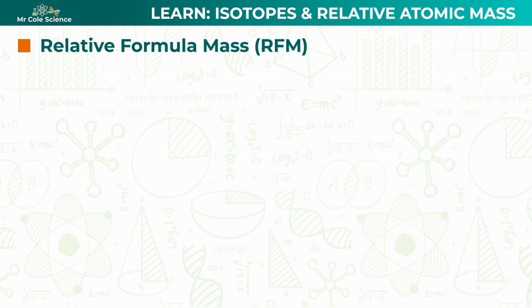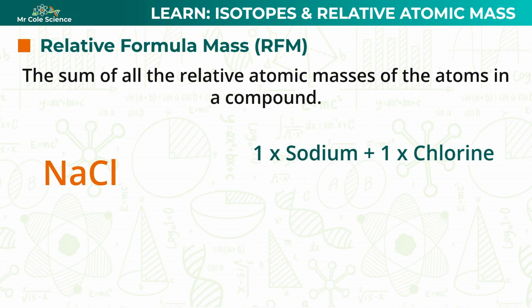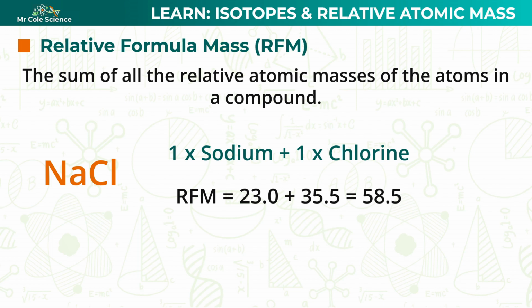For compounds that aren't made of molecules, like ionic compounds, we use the term relative formula mass instead. It's the exact same idea, you just add up all the relative atomic masses shown in the formula unit. So for sodium chloride, we have 1 sodium and 1 chlorine represented. Sodium has a relative atomic mass of 23, and chlorine 35.5, giving a relative formula mass of 58.5. And that's really all there is to it. Relative molecular and formula masses are just the total of the atomic masses in the chemical formula.